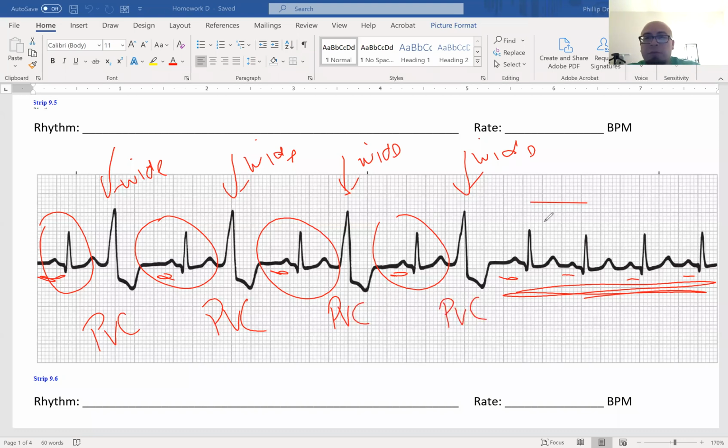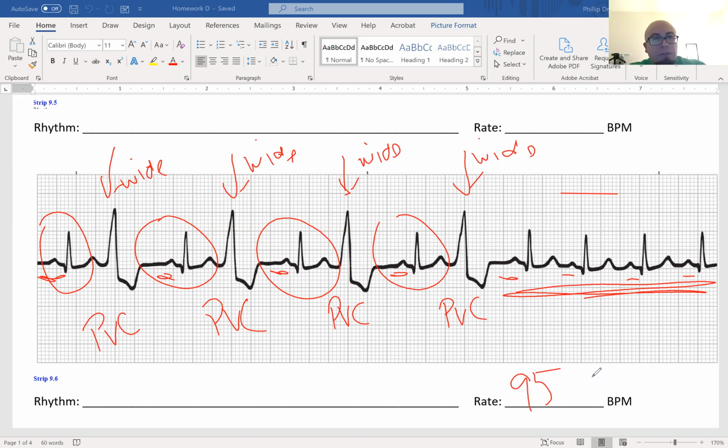Okay, so let's check the rate, because that's step number 5. Step number 5 is check the rate. So we have 300, 150, 100, 93, 94, 95 beats per minute. So 95 beats per minute, something like that. I'm just estimating. You guys calculate with your 1500 method because this is a regular rhythm.